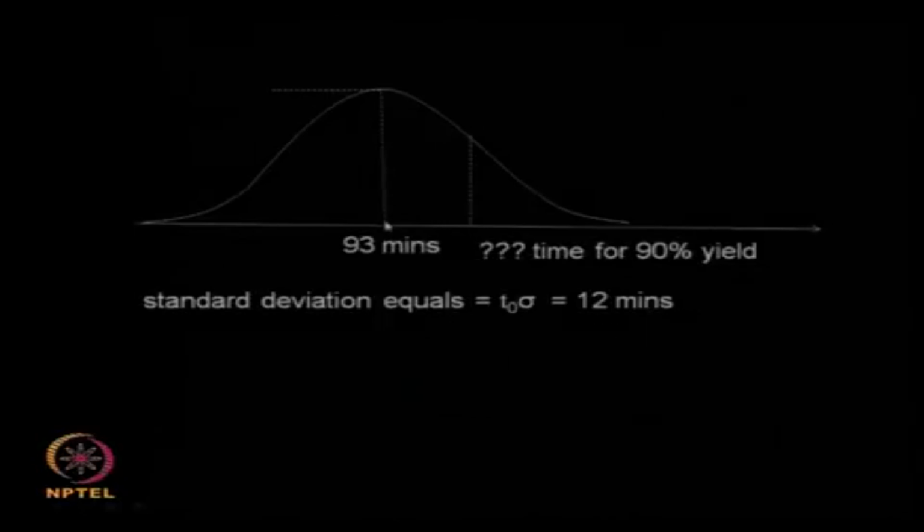Now the yield, of course I want 90% yield. So obviously if I am collecting sample up to the retention time, my yield will be 0.5. So anything above 93 minutes my yield will be above 0.5. Okay. So what equation do I use?